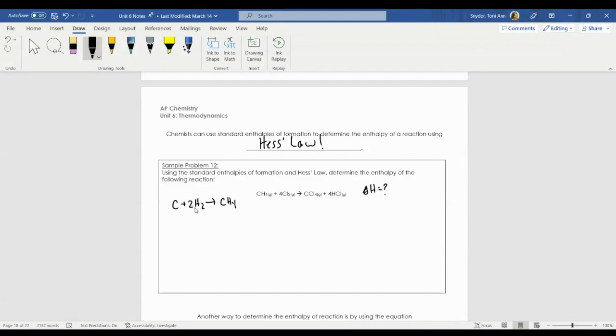So 1 carbon plus 2 hydrogen molecules give me this. And the delta H of formation for that process is negative 74.87 kilojoules.